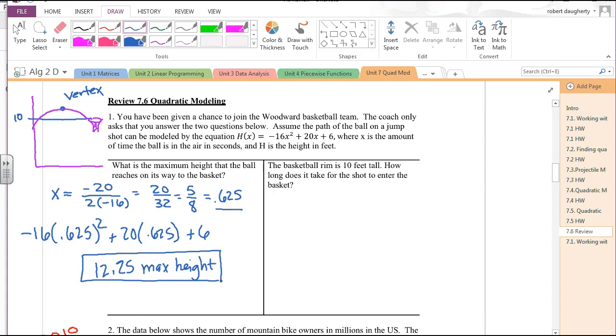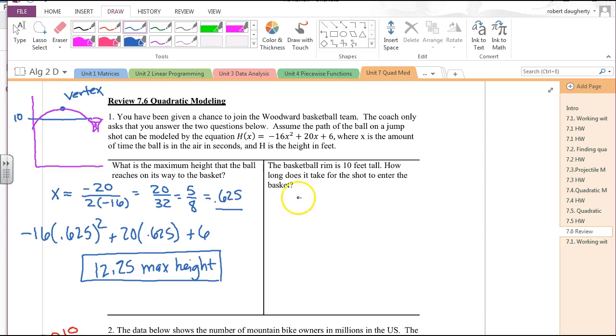Next question, how long does it take the basketball shot to reach the basket? So that's basically a height of 10. Now look at my diagram. I'm probably going to get 2 answers. It's probably going to hit 10 feet on the way up because I'm less than 10 feet tall, and probably 10 feet on the way down. So I'm going to get 2 answers, and I know which one of those is the one they're after. It will be the largest of the numbers.